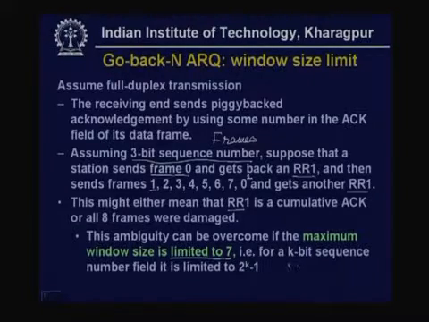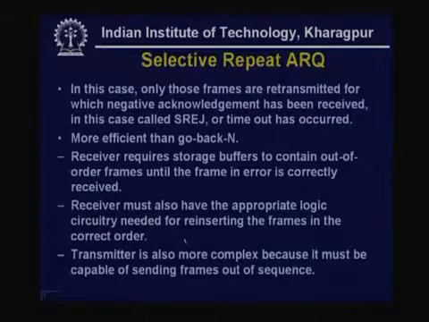That is why whenever k-bit sequence number is used, the window size is limited to 2 to the power k minus 1 in case of go back N ARQ. Let us see the case for selective repeat ARQ technique. In this case, only those frames are retransmitted for which negative acknowledgement has been received, and this negative acknowledgement is referred to as SREJ, selective reject, or timeout has occurred. In either case, only that frame is sent.